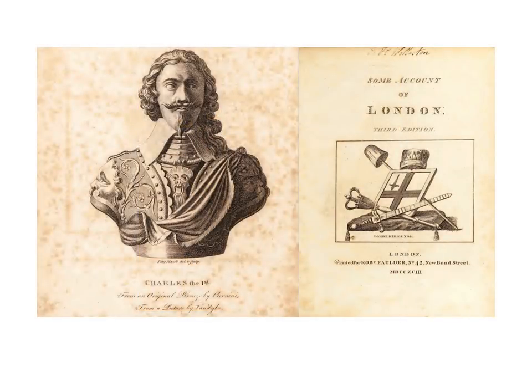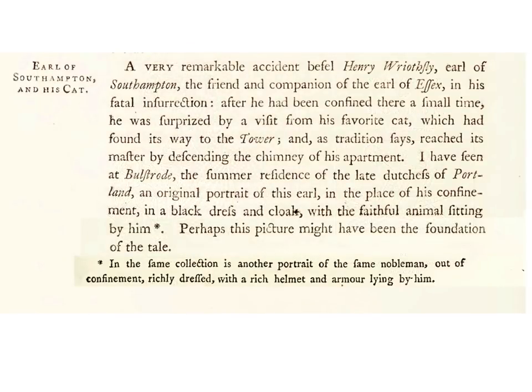In 1793, Thomas Pennant wrote a book entitled Some Account of London. In it, he recorded a story about the cat. "A very remarkable accident befell Henry Wriothesley, Earl of Southampton, the friend and companion of the Earl of Essex, in his fatal insurrection. After being confined there a small time, he was surprised to find his favourite cat, which had found its way to the Tower, and, as tradition says, reached its master by descending the chimney of his apartment.